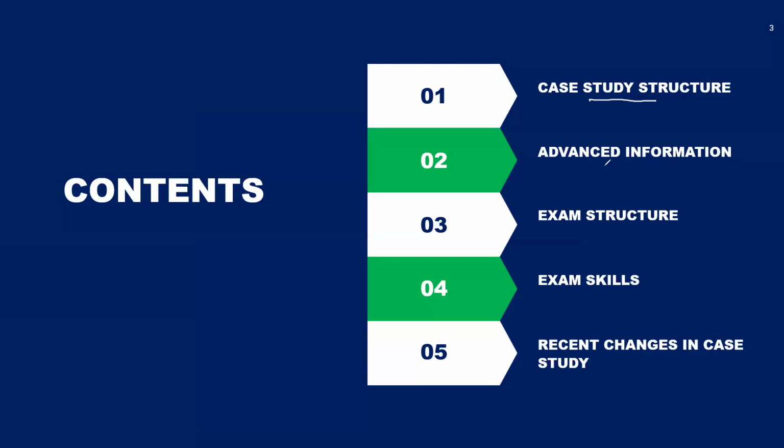Second, we will be talking about advanced information. That is one of the most important components of the case study. We cannot prepare ourselves without advanced information. So what is advanced information? How does it look? We will discuss it in detail. Third, we will talk about the exam structure. What is the exam structure of the case study? How many questions would there be? How would the questions look?